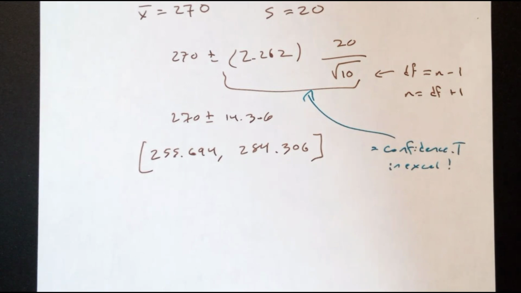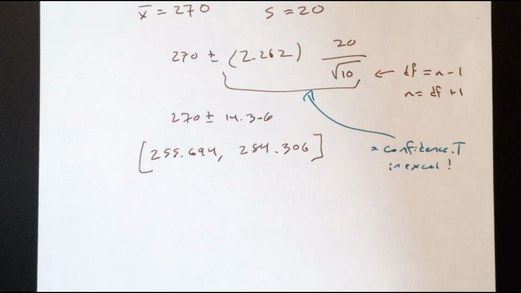So now I have two different versions of a confidence interval based on an average and what I know about my standard deviation. If I know something about the population standard deviation, I can use z-scores. If I know something about the sample standard deviation and not the population standard deviation, I'm going to use t-scores.